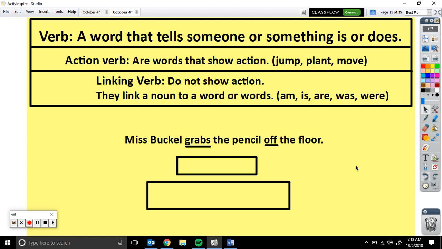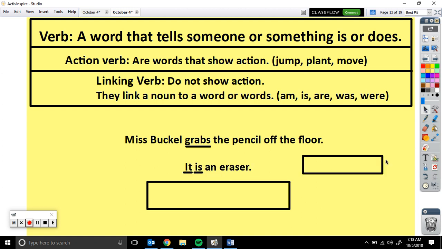If you would have said grabs, you would have been correct. Miss Buckle grabs. That's my movement. It's an action. I grab the pencil off the floor. All right, next sentence.